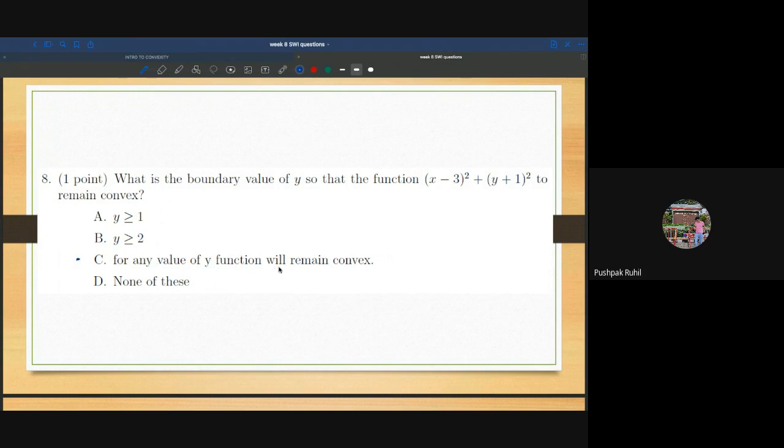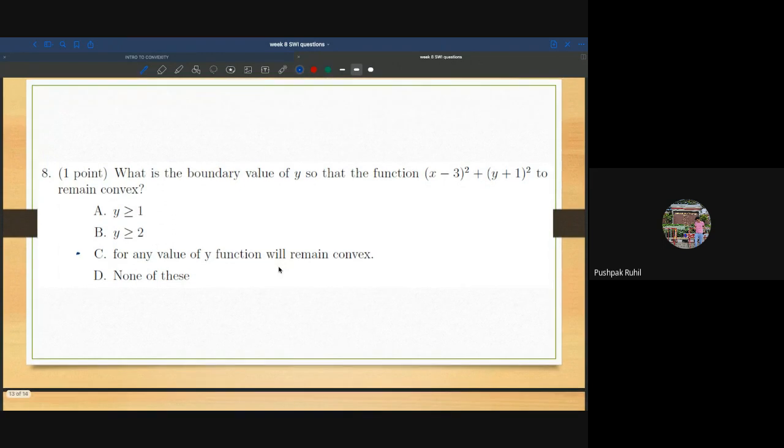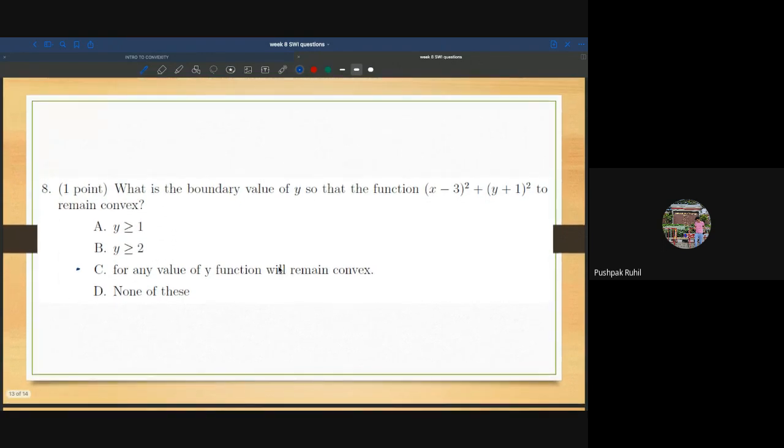All right, I just got one response for option C. It is quite similar to what we have been doing till now. What was the test that we were doing for convex functions? We were using the Hessian matrix, right? So that is exactly what we have to do. We'll calculate the Hessian matrix for this particular function.